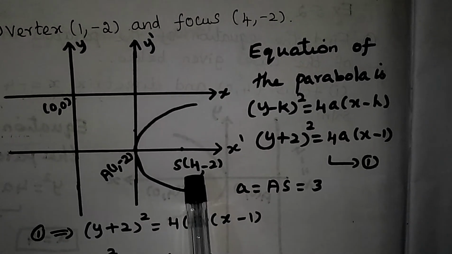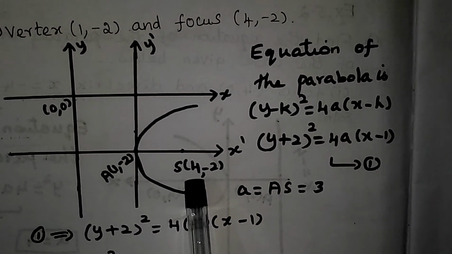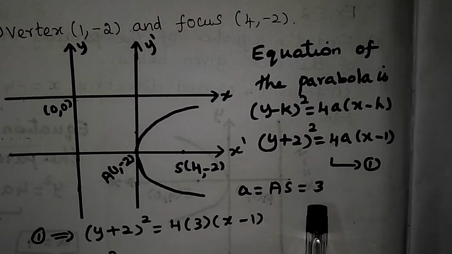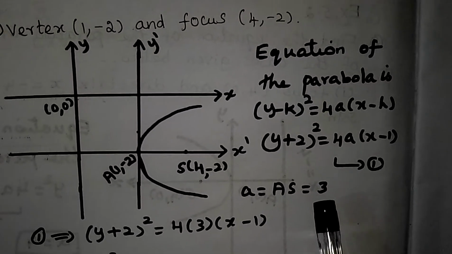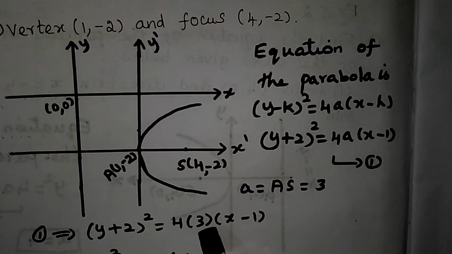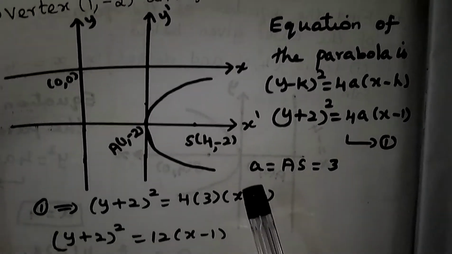1 minus 4, it is minus 3. But you have to write it as positive. If it is positive or negative, you have to write it as positive only. So I am writing it as 3. So that is the distance. So like this also directly you can write. Now you replace the value of a here. So 4 into 3, it is 12. Other terms are the same way only.